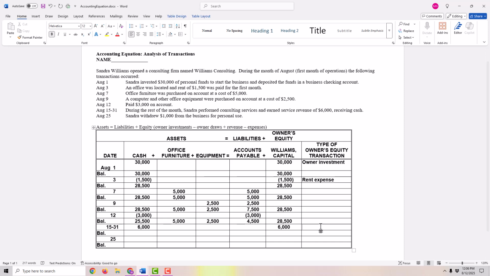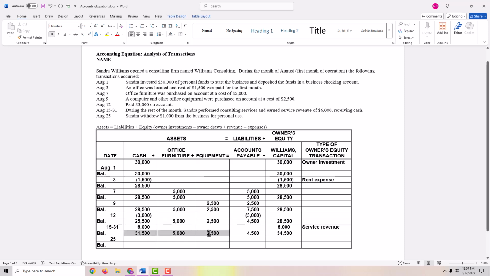And then over here on the right, because it's an equity transaction, I'm going to just put in here what type of transaction that was. And then I would calculate the new balances after that situation. So 25,500 plus 6,000 is 31,500. Nothing changed with furniture, nothing changed with equipment, and nothing changed with accounts payable. So for those three things, I'm just bringing the number down. For capital, I'm going to add the 28,500 and the 6,000, and I get 34,500.